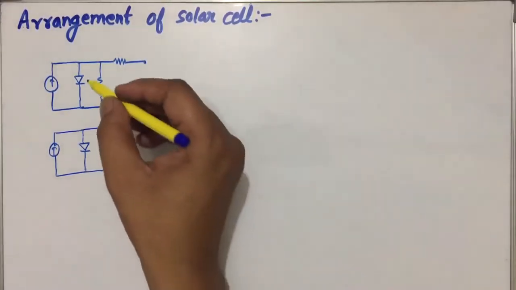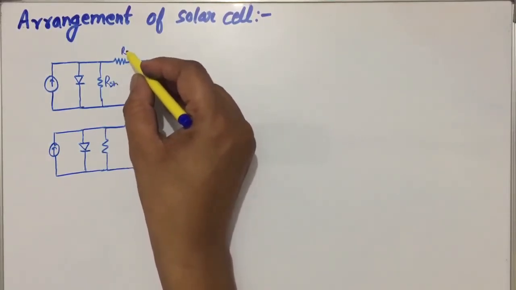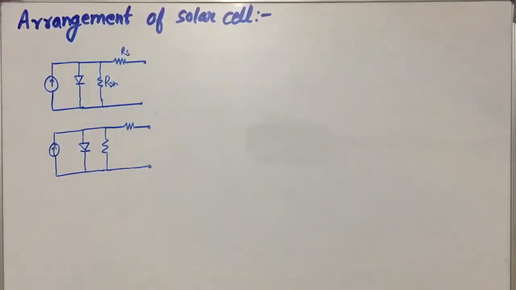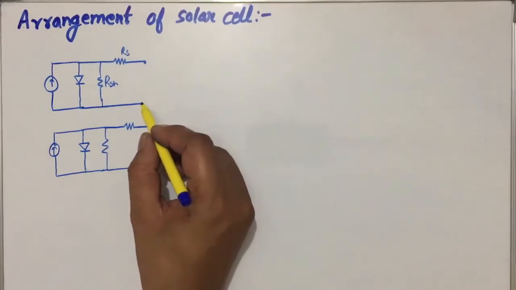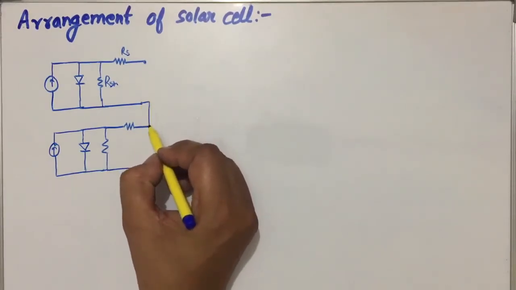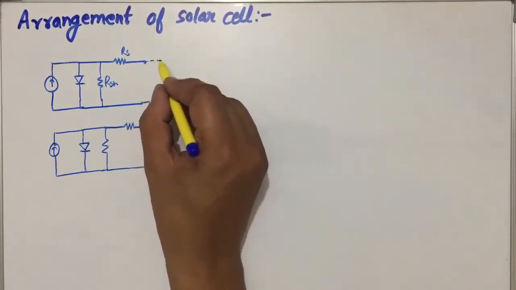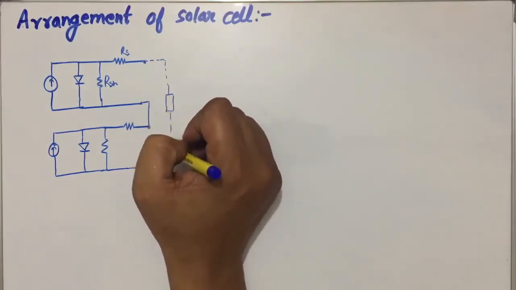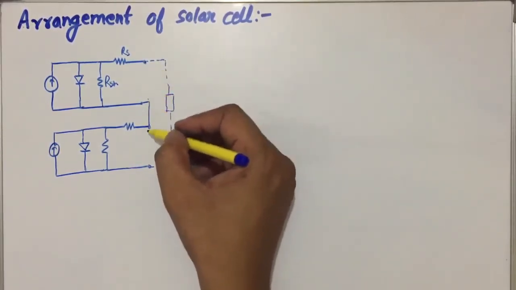And we know that this is the shunt resistance, having a very high resistance value, and this is the series resistance that is of low value. And if we connect these two in series like this, then the output voltage will be this voltage, that will be the sum of this voltage and this voltage.